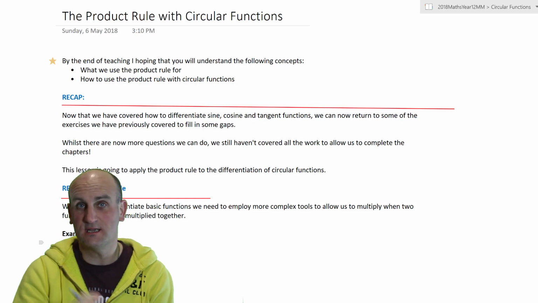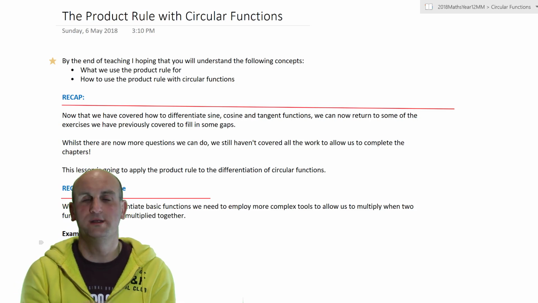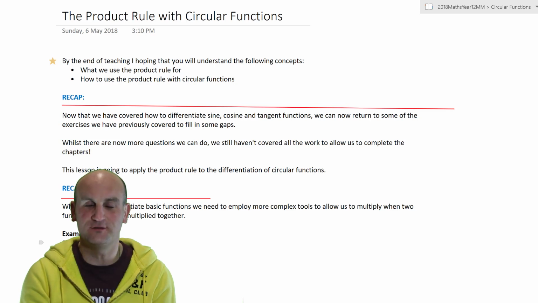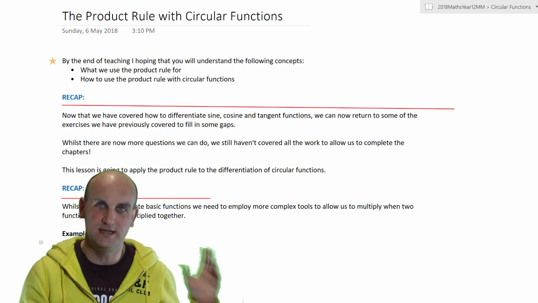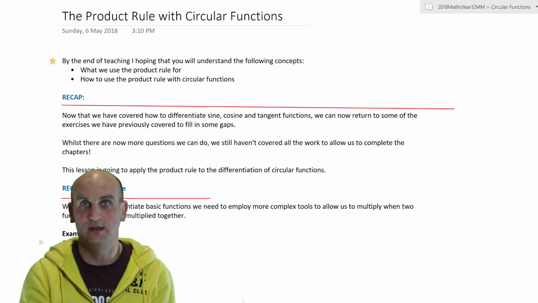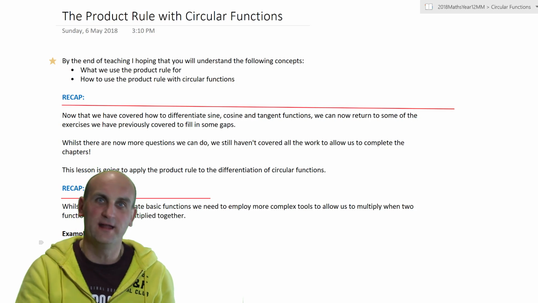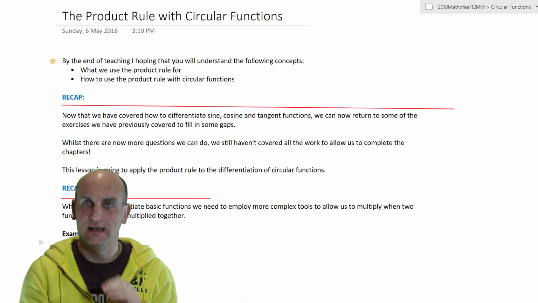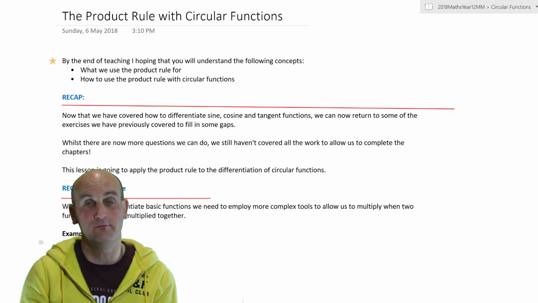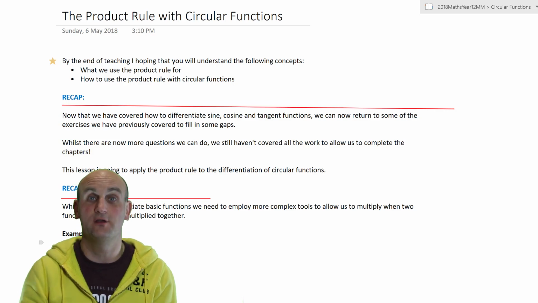Now, this is a continuation actually. It's the product rule with circular functions. Now, those of you who are being taught by me, you realize that we did the product rule a while ago, but we didn't do any of the circular function stuff. We left all of that to the end. And now we're here. Let's just go back and recap the product rule, but now with sine, cosine, and tangent.